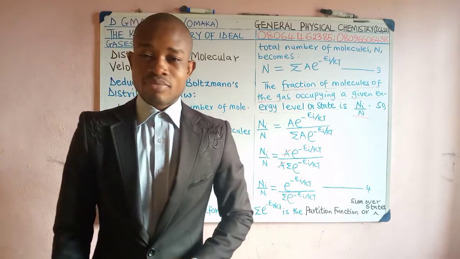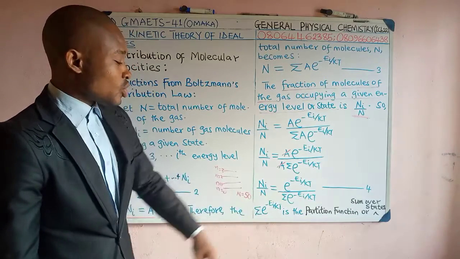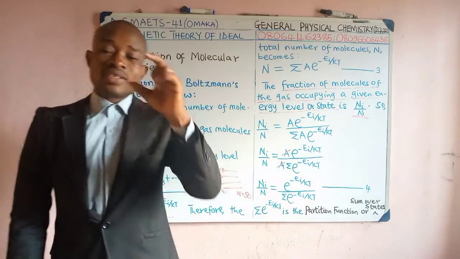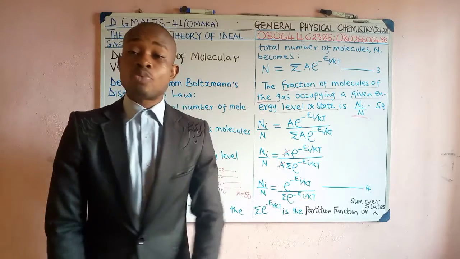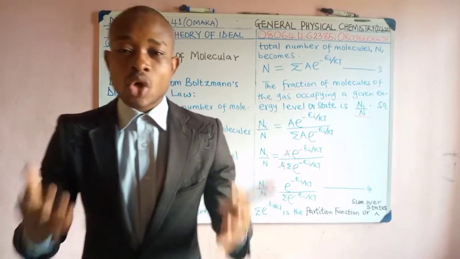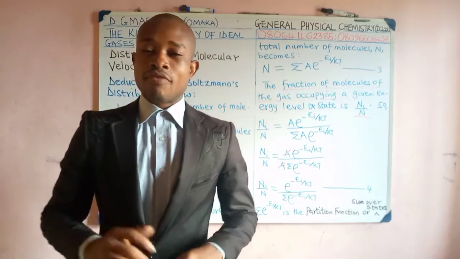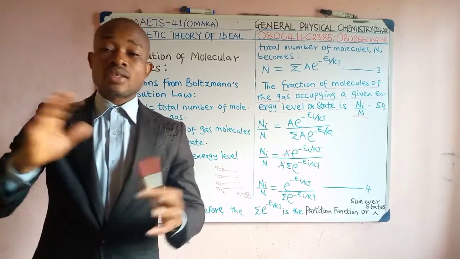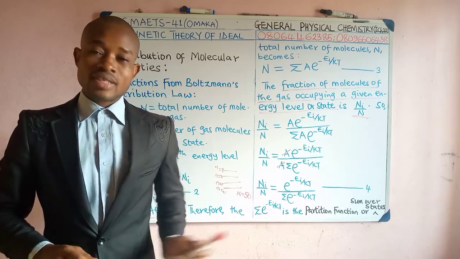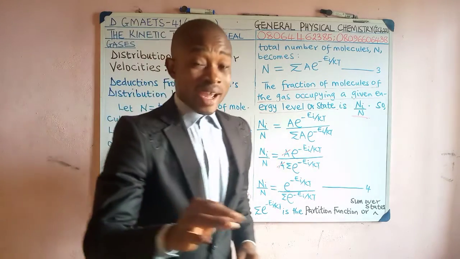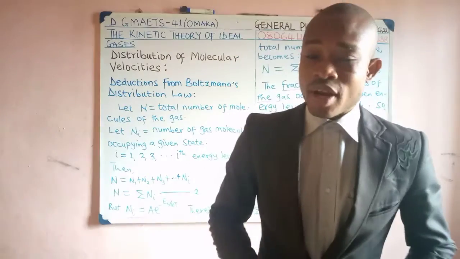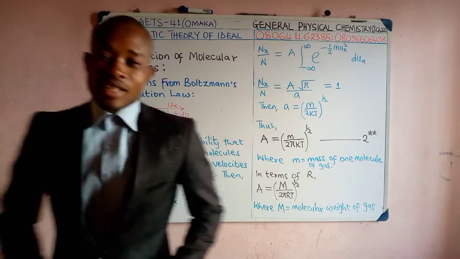The denominator, look at it. The denominator, which is the summation of exponential minus the energy of any given state divided by Boltzmann's constant times absolute temperature, is what we call the partition function, also known as the sum over states. Please take note of that. In the next video, we're going to look at the value of the pre-exponential factor A.